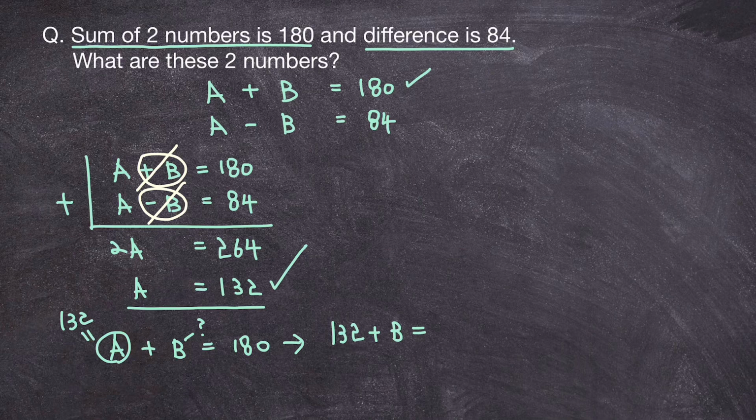I had a long day at work, sorry. Please be understanding. 132 plus B is equal to 180.